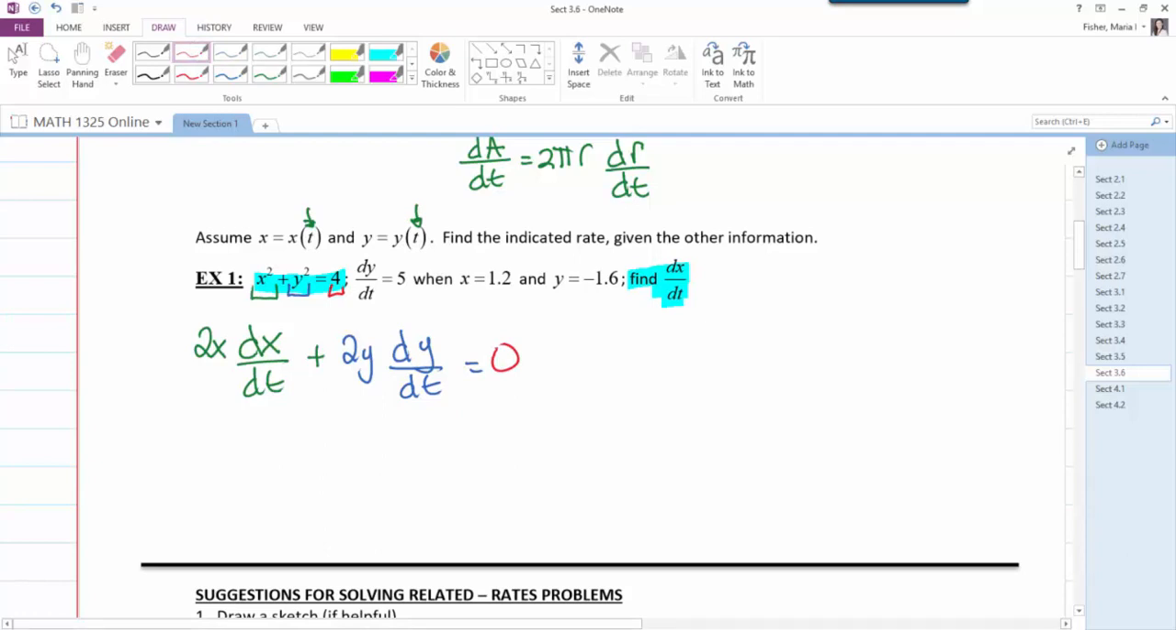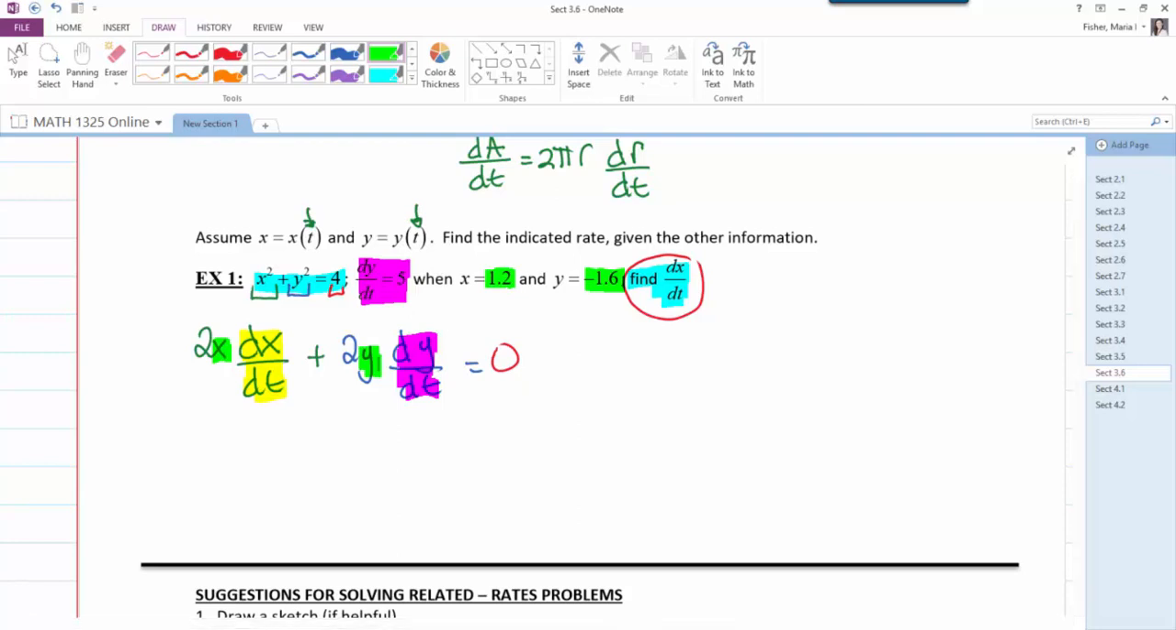Now it's asking us to find dx/dt. So we're trying to figure out what dx/dt is when dy/dt is 5. So I know that this is 5. I know x is equal to 1.2, and y is equal to negative 1.6. So I have enough information with all the givens to find dx/dt. All I need to do is plug in all of my givens and solve for dx/dt.